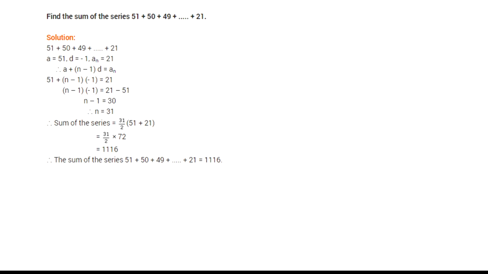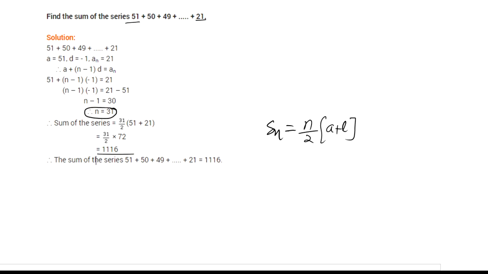What is the formula to find sum of the series? N by 2 in the bracket a plus L. What is the formula I am using over here? It is Sn is equal to n by 2 bracket a plus L, where L is the last term. What is the last term? 21. What is the first term? 51. What is n? N we have calculated as 31. So it's 31 by 2 into a, that is 51, plus 21, that is 72. On simplification, I get the answer as 1116. Correct? Okay.